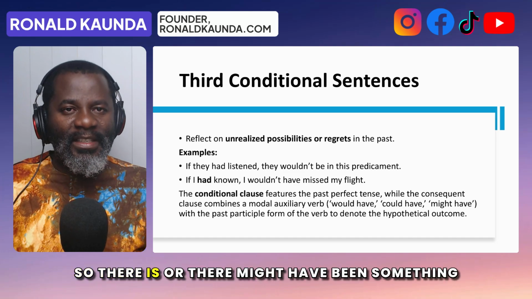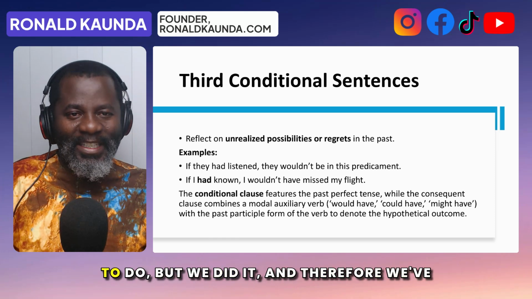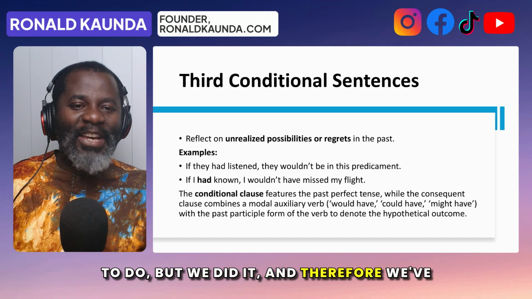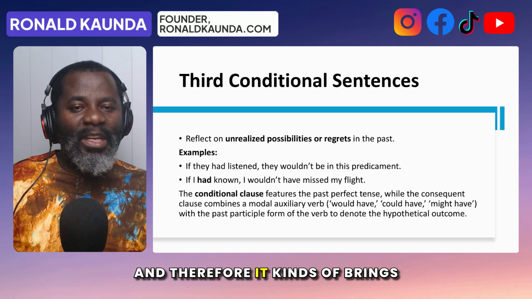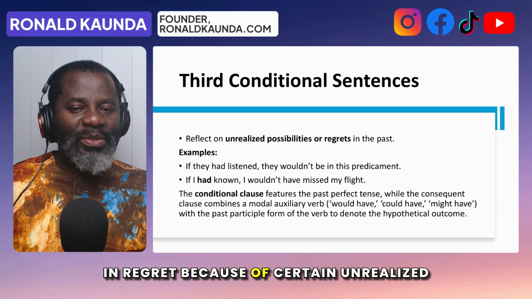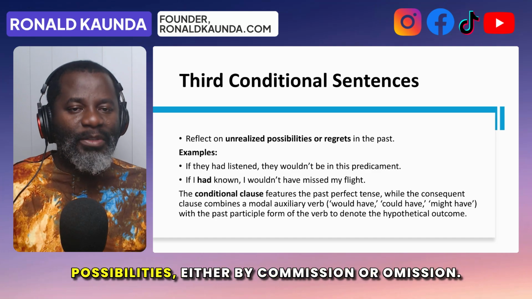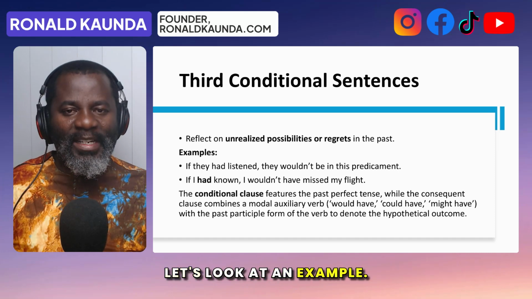So there is, or there might have been, something that we needed to do or didn't need to do, but we did it, and therefore we've got these consequences in which we are living. It kind of brings in regret because of certain unrealized possibilities, either by commission or omission. Let's look at an example.